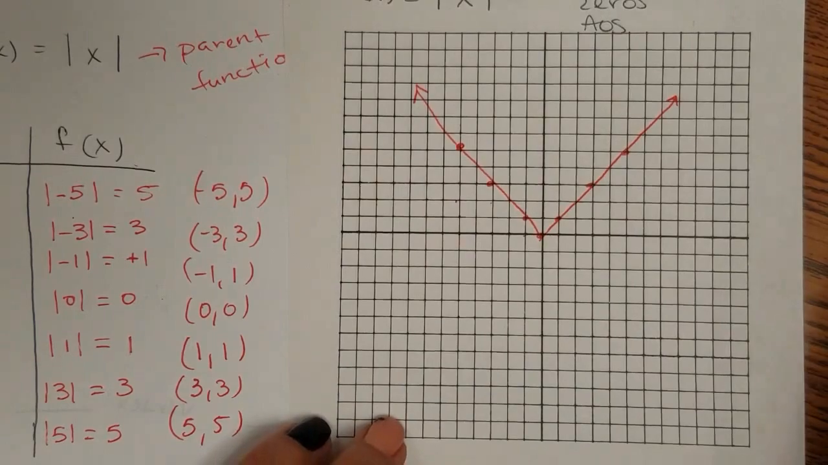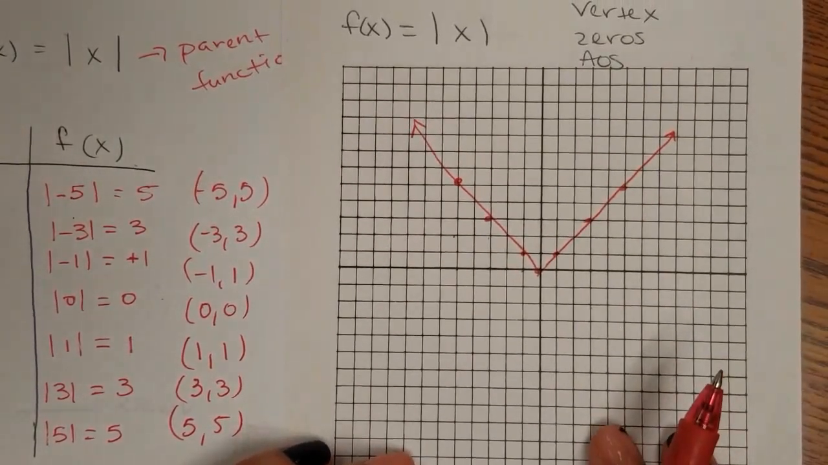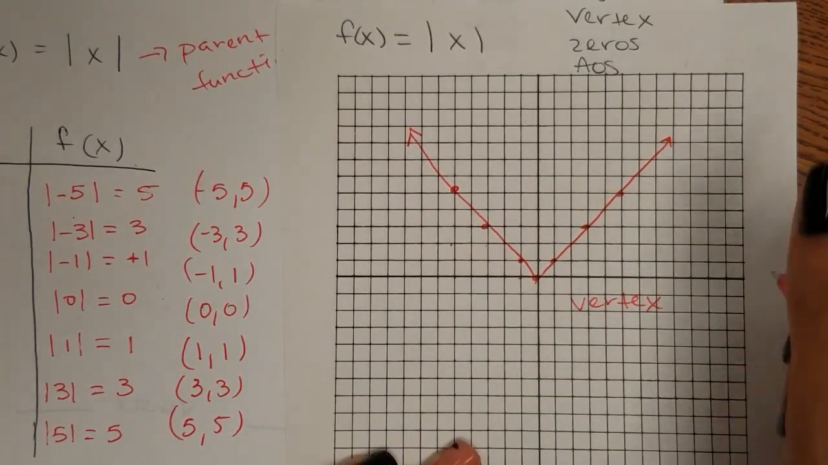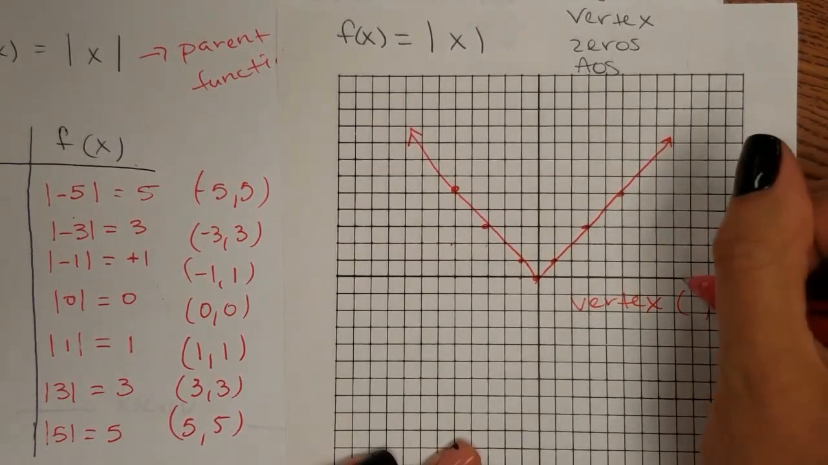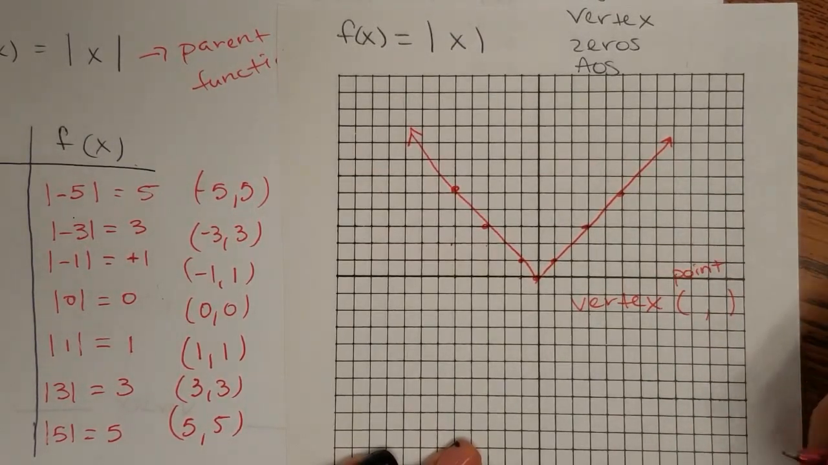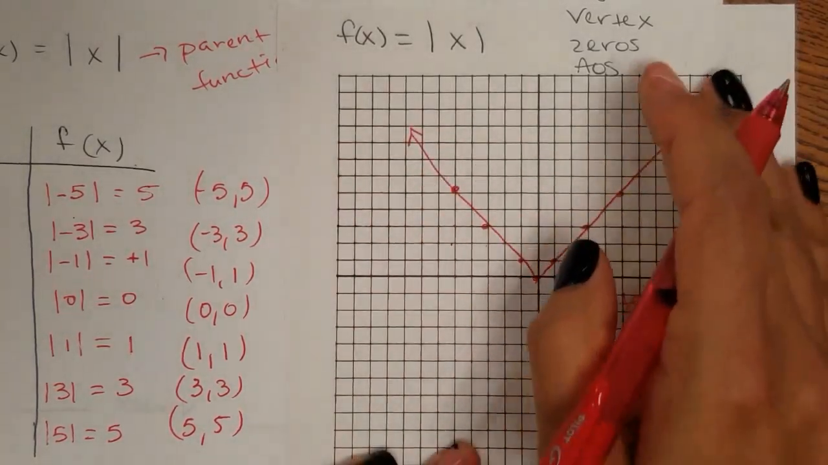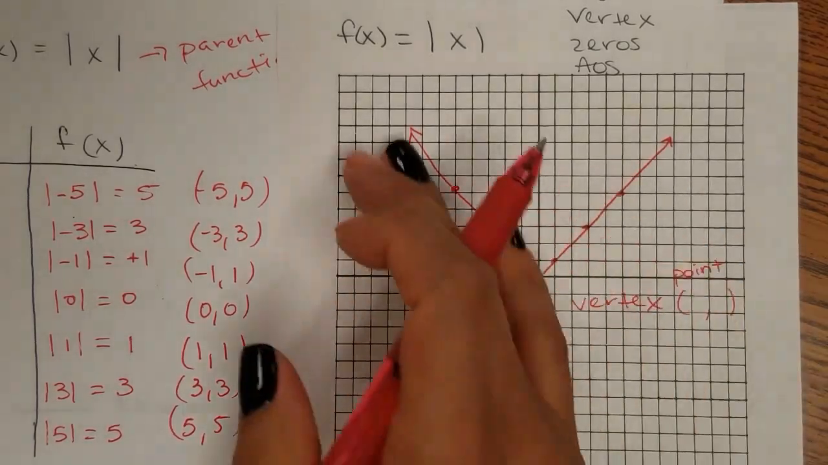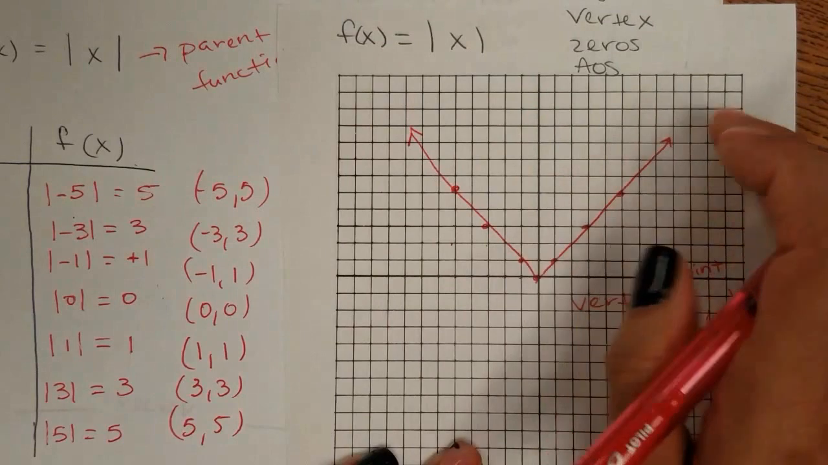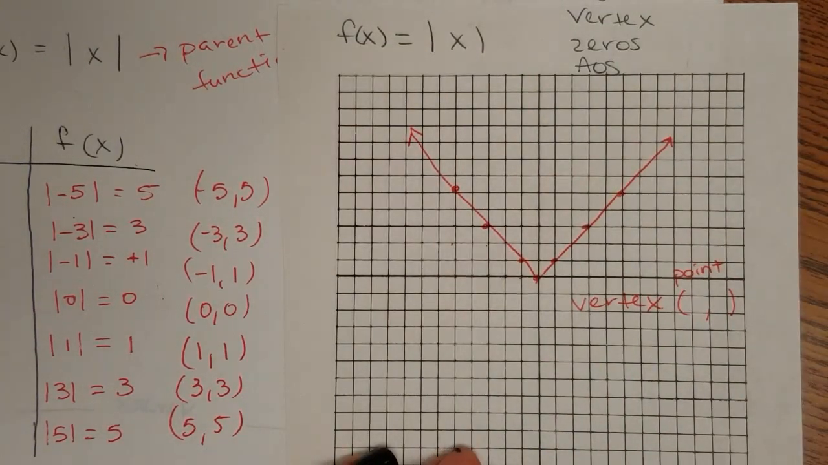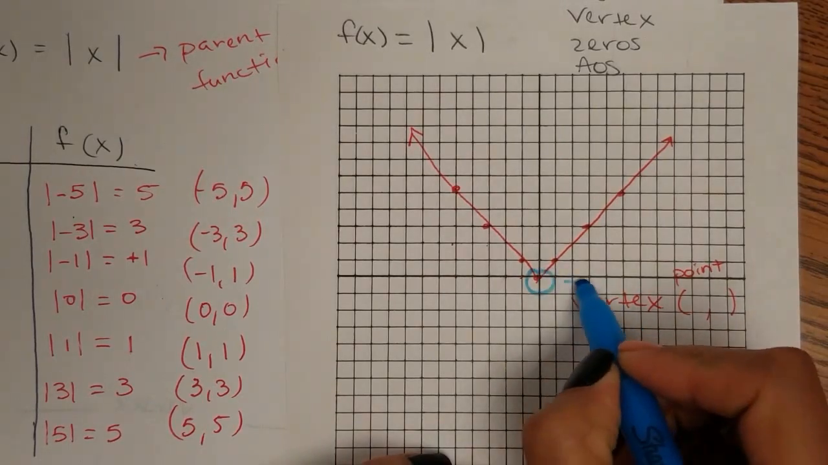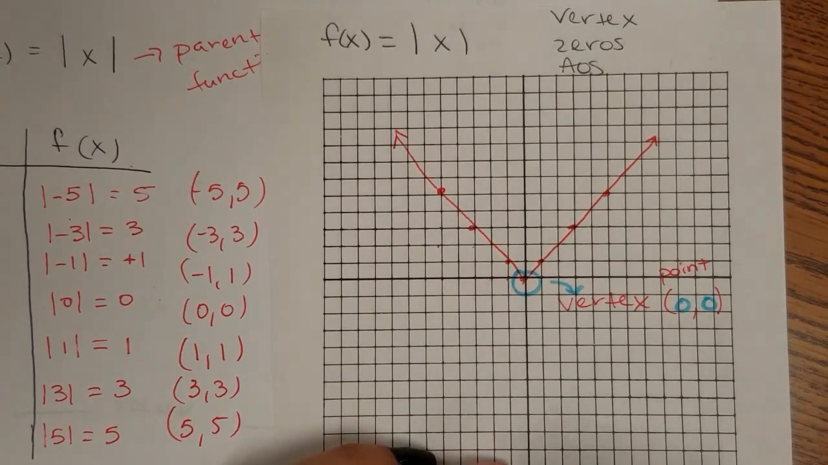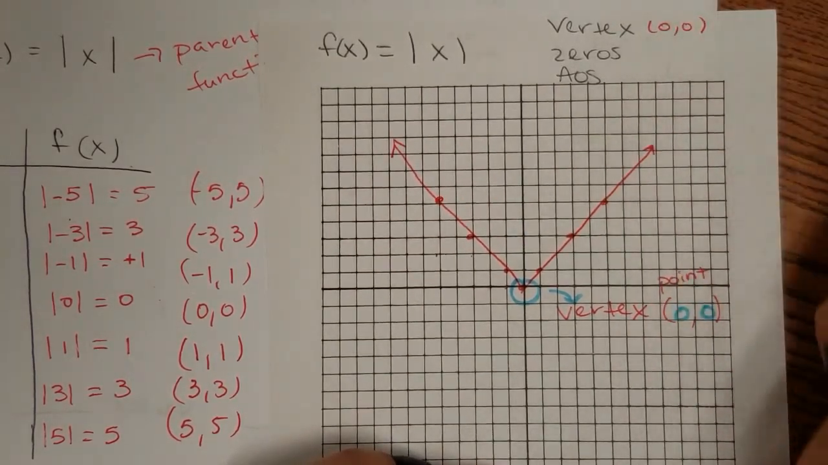Now there's a couple of properties of this graph that you need to know. The first one is the vertex. Your vertex is an actual point, and it's going to be either the minimum or the maximum of a graph. You can also think of it as the turning point, where the one line turns from one direction to the other. So the vertex on this graph is right here, and that's at the point 0, 0. I'll write that over here. The vertex is at 0, 0.